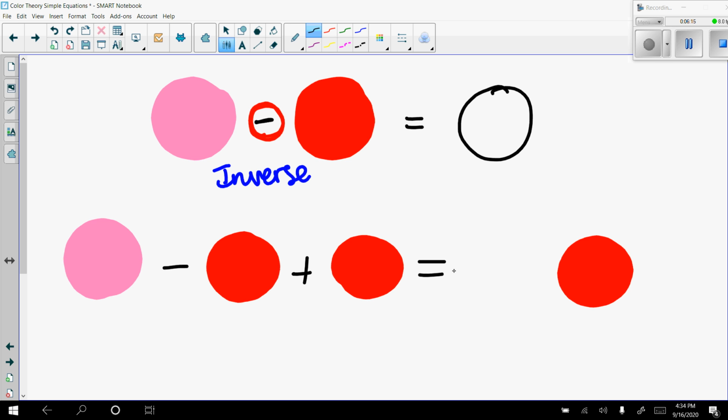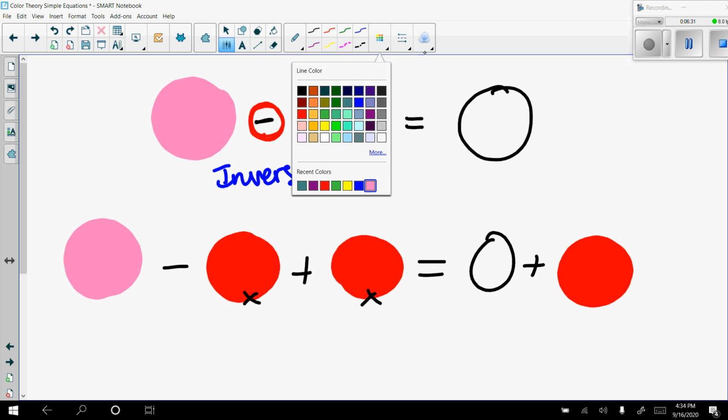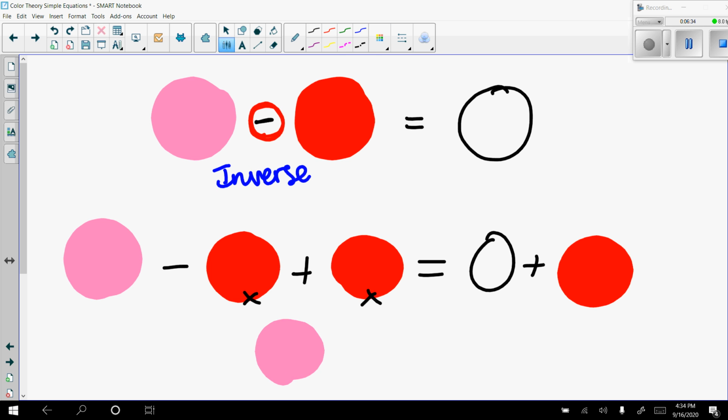So we have pink minus red, which is our original. Now plus red is equal to white plus red. So if we have minus red and then plus red, these will cancel each other out, and we're just left with pink over here. When we combine white and red, we actually get the color pink, because you can see up here, if we take away red from pink, we're left with white. So then if we add that red with the white, we're going to get pink.